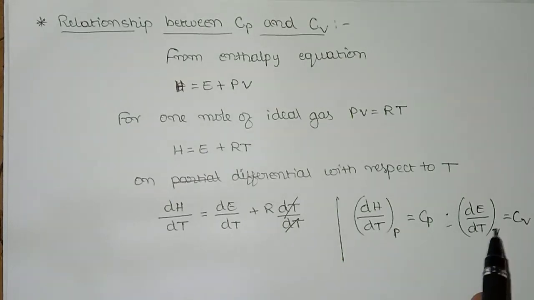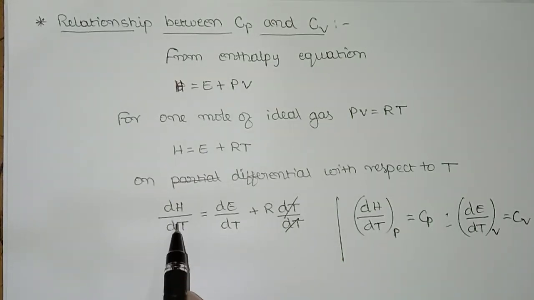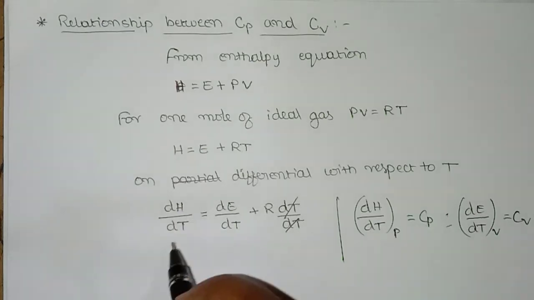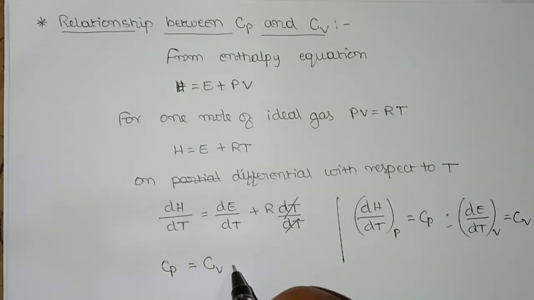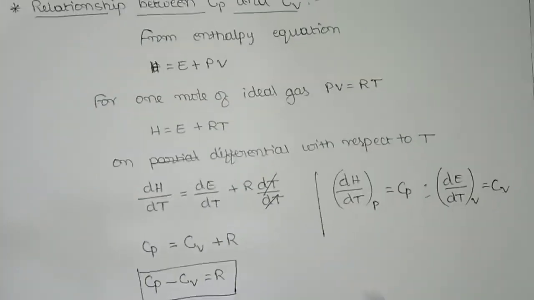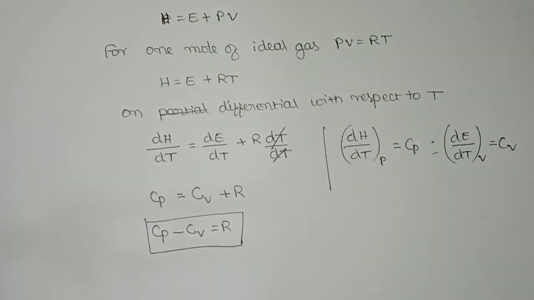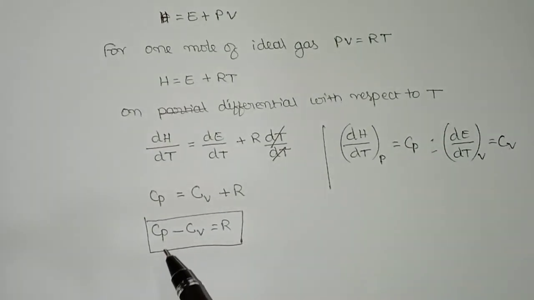So by introducing these two terms in this equation, in place of dH by dT I can take Cp, that's equal to, in place of dE by dT, I can take Cv, plus R, or else Cv on taking to the left hand side, Cp minus Cv equals R. So this is the simplified mathematical expression that we can give to say the relationship between Cp and Cv, the two molar heat capacity terms.